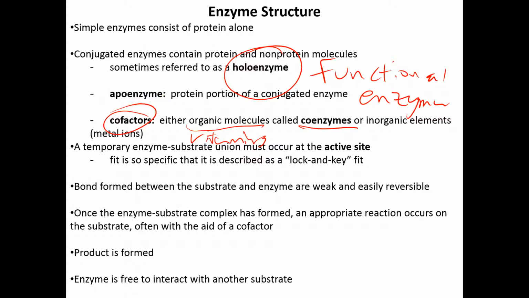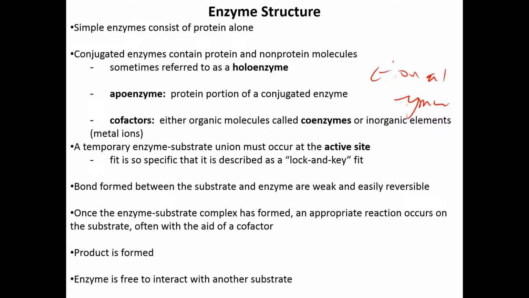Now, an enzyme has a specific site for which a substrate molecule binds. This is referred to as the binding site of that particular substrate, or the active site. It's referred to as the active site because this is where the activity occurs. This is where you have the interaction between your substrate and your enzyme.